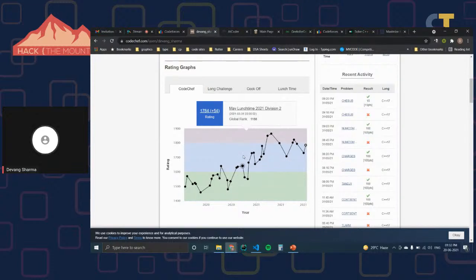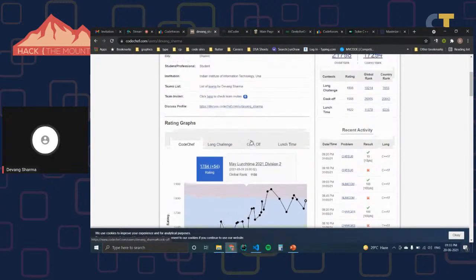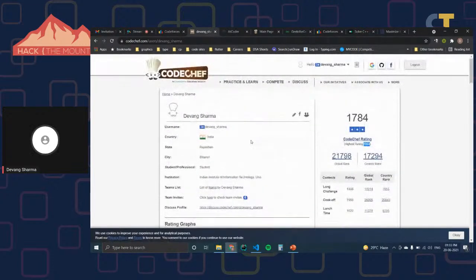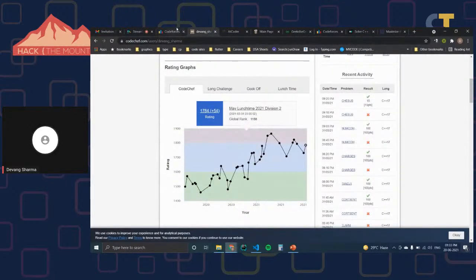You should start solving on CodeChef as soon as you complete the basics of C++ in HackerRank with the 5-star. Then you can move yourself to CodeChef and give live challenges there, and that will help you improve your rating and your confidence. So that's the thing about CodeChef.